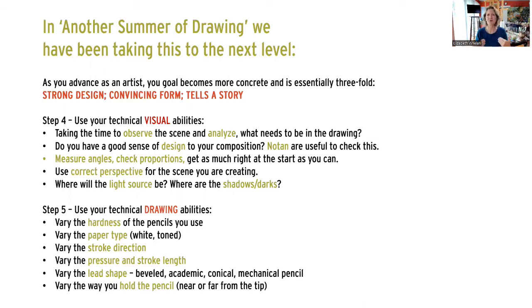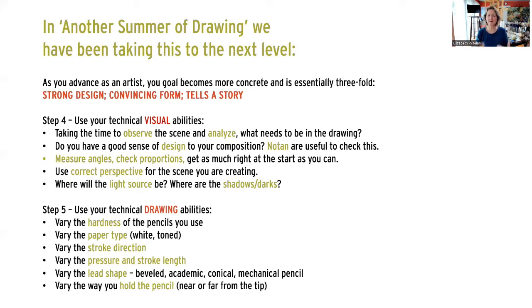So step 4, which we've done all summer long, is using your technical visual abilities, which is observing, analyzing what needs to be in the scene, a good sense of design, using your notans, measuring angles, checking proportions, trying to get things right from the start, using correct perspective, looking at the light source and the shadows in the dark. So that's all the technical visual stuff, and you'll work on that for the rest of your life. We all do. It's fun to work all of those things out.